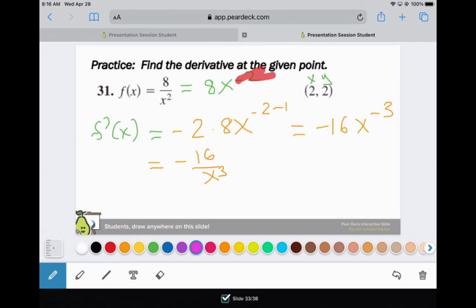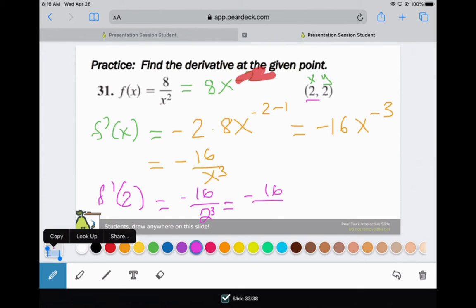Okay. The last step, I want to find the slope. So f prime of 2. Basically you plug in the 2 to the third. So -16 over 8, which gives me -2. So this is the slope.